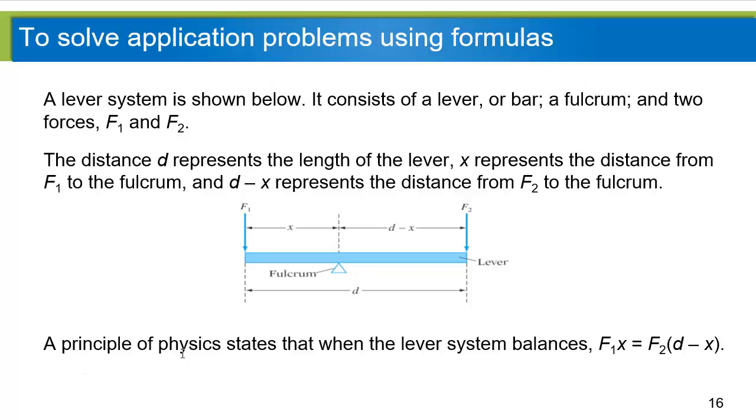Okay, so there's a principle of physics, one of the laws of physics types of things, that states that when the lever system balances, the force F1 times the distance from this fulcrum has to equal the force on this side times its distance. So as the distance x gets much bigger than this remaining distance over here, doesn't this force have to get a lot smaller, or vice versa? If we look at this picture, smaller distance, bigger force, right? Larger distance, smaller force. That's how a lever works, right?